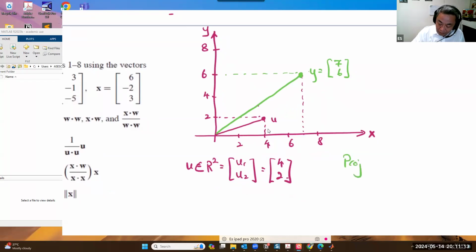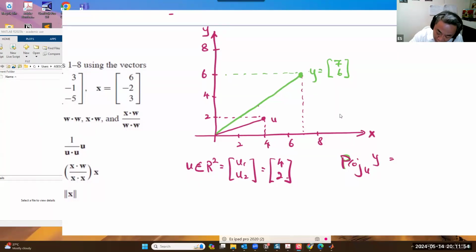Oh, sorry. The projection of y onto u. What does the projection of y onto u mean? It means let us use u to approximate y. So how would you do that? Okay, so I repeat. The projection of y onto u is the idea that we are saying, let us use u to approximate y. Let us project y onto u.